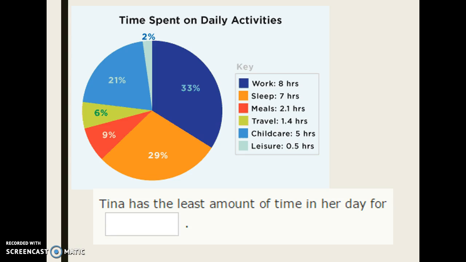Tina has the least amount of time in her day for leisure. And you know that again by looking at the smallest percentage, or since this is broken down by hours here, we could look over here and get the same information right out of the key. But if you're looking at the pie chart, all you need is the lowest percentage, which would be 2%. Either way, you wind up with the answer of leisure.